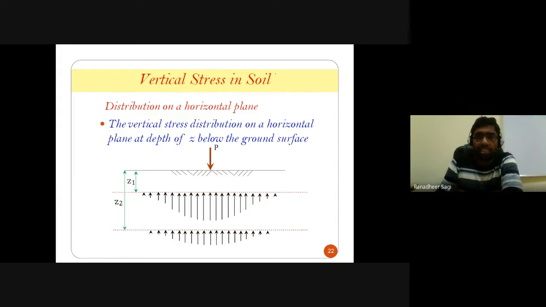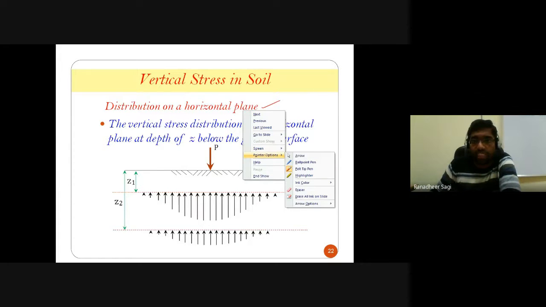Okay, so let us understand how the stress distribution varies on a horizontal plane. Let's quickly understand by looking at something here. Let's say this is my ground.